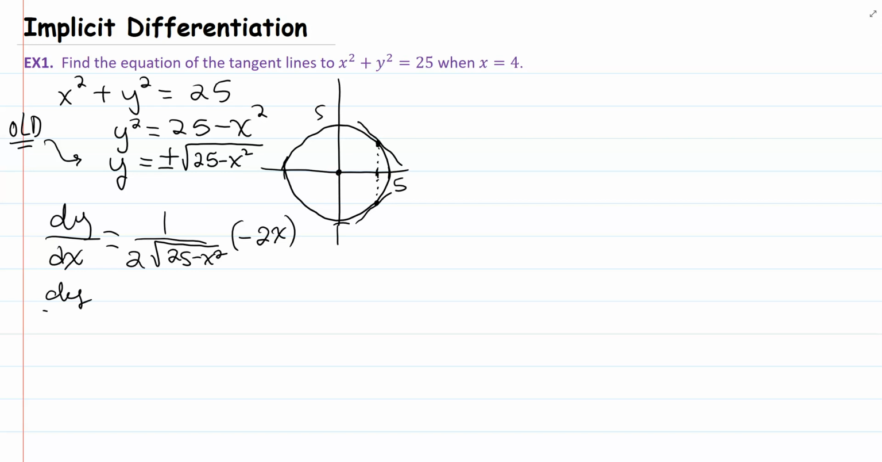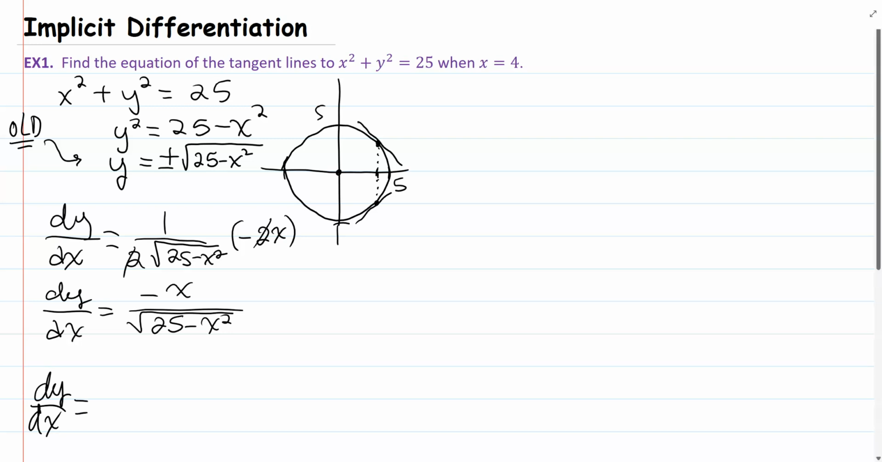So the first dy/dx is equal to negative x over square root of 25 minus x squared, since 2 divided by 2 cancels. And then the other one would be the negative times a negative, that would be positive, right? So the second dy/dx would be positive x over square root of 25 minus x squared. And then you can go and find the equation of the tangent line at x equal to 4.